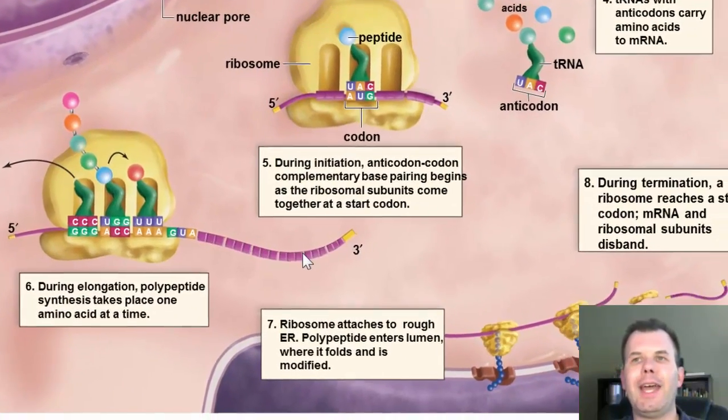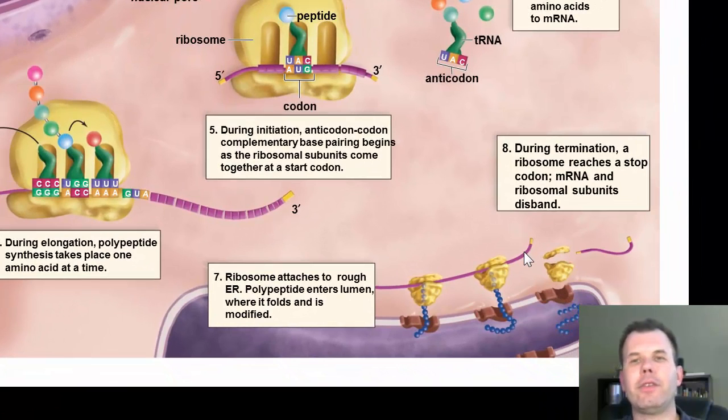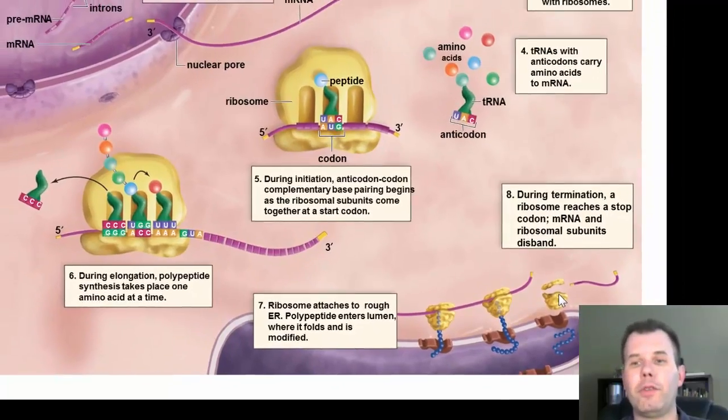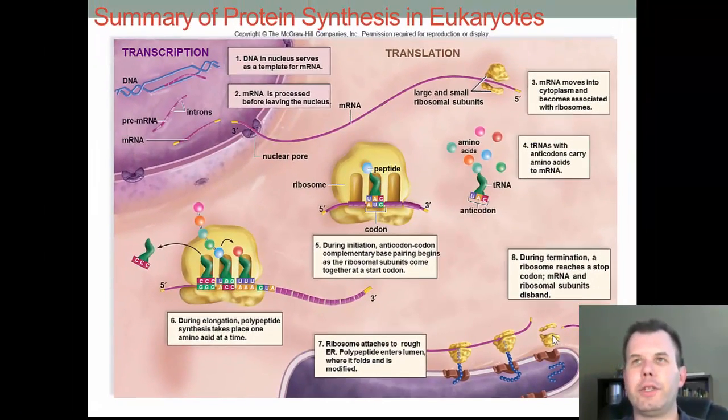Once you come to the end, it finds the stop codon, and that stop codon says, okay, time to stop. Everything gets released. The mRNA comes off. The protein gets released inside the ER if that's where it's getting made. The small and large ribosome subunits come apart, and the process can begin again. And that's the step-by-step process of translation.